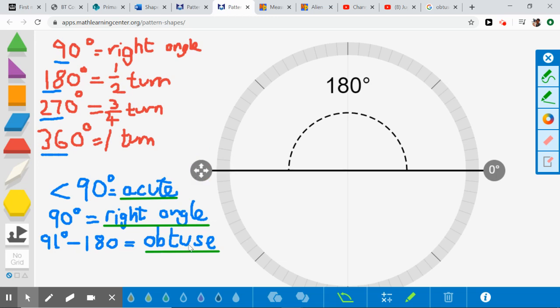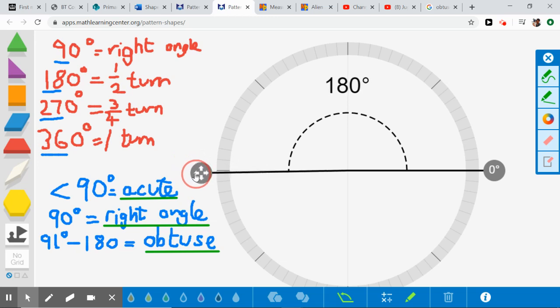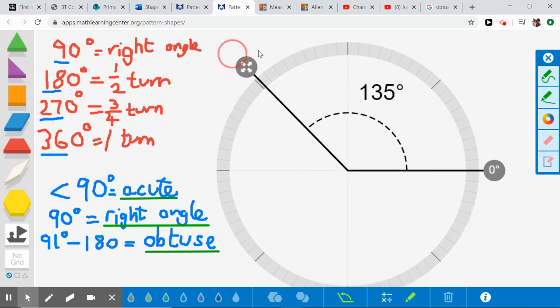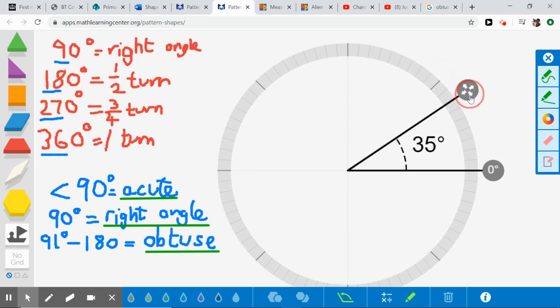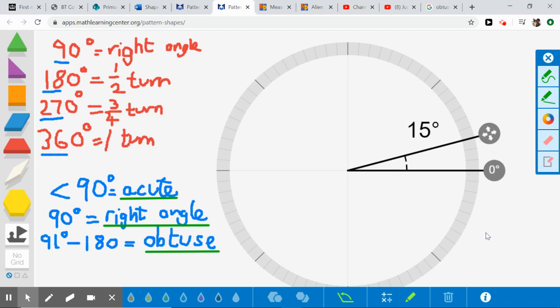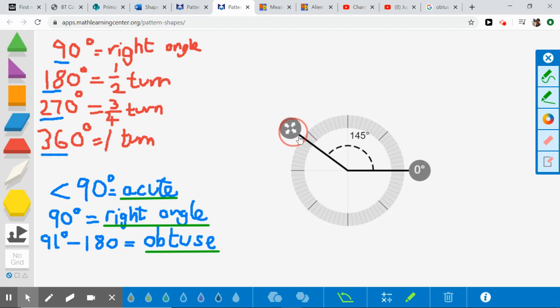So I'm going to make some angles now, and I just want you to shout the answer to me loud enough so I can hear at home. So your answer, you're either going to shout acute, right angle, or obtuse. Shout it out. Acute. Shout it out. Acute again. Shout it out. Obtuse.